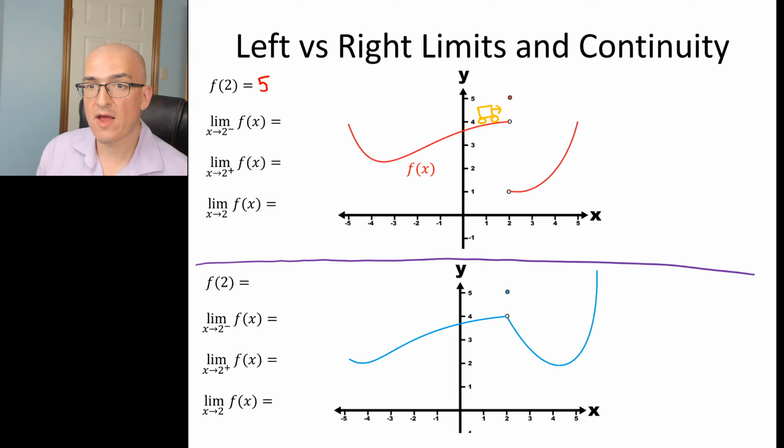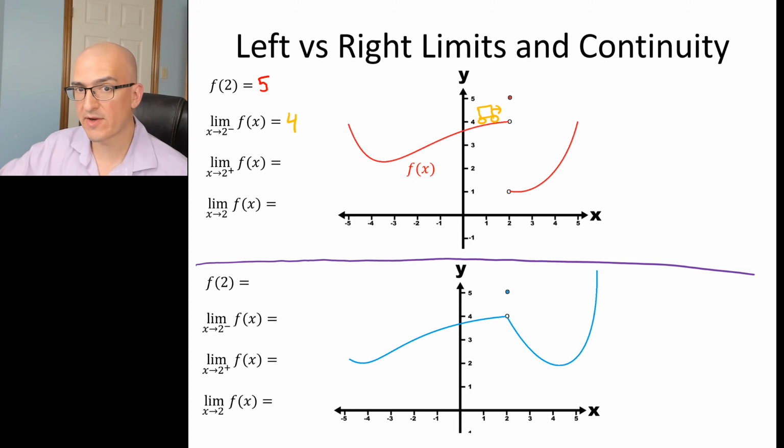And push that math car from the left-hand side of 2, and then ask, what's the y value going to be? And it's going to be a y value of 4. It's going to get closer and closer and closer to that y value as I push the math car to the right and approach that x-coordinate of 2. How about 2 from the right?